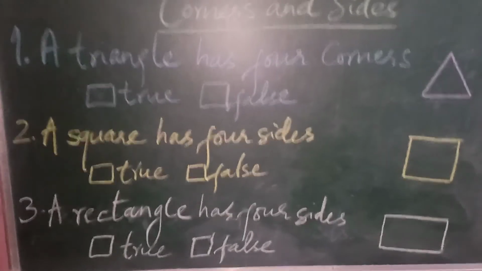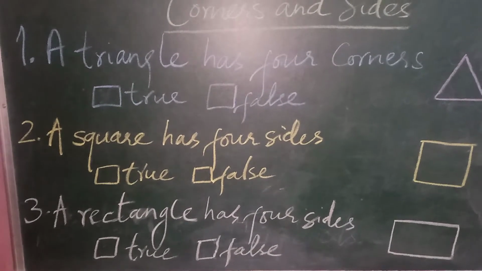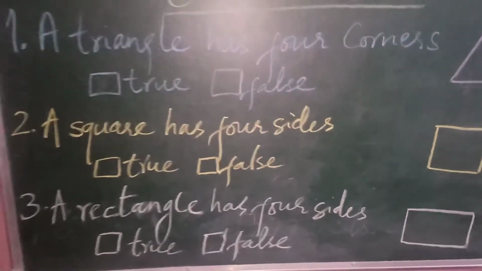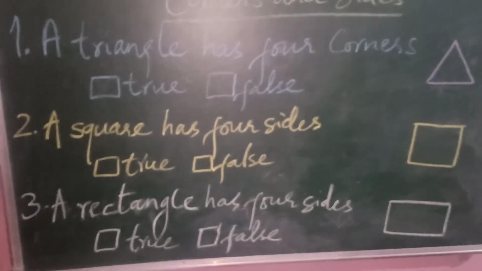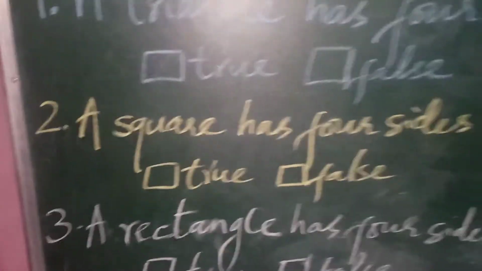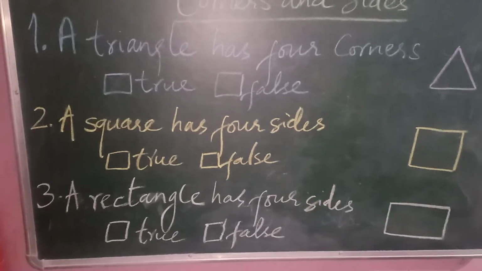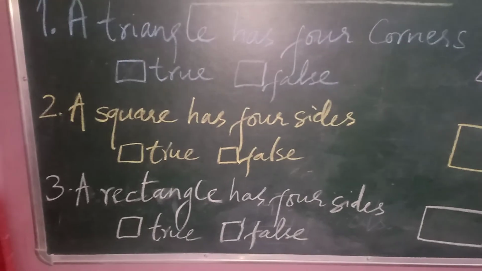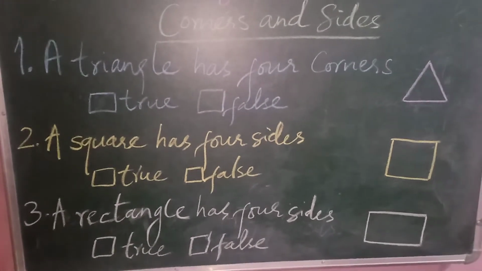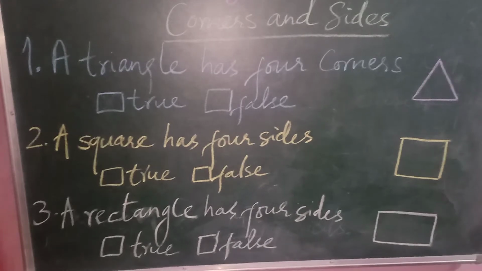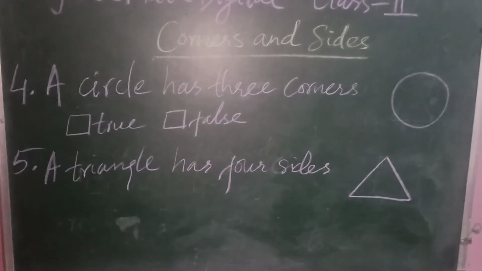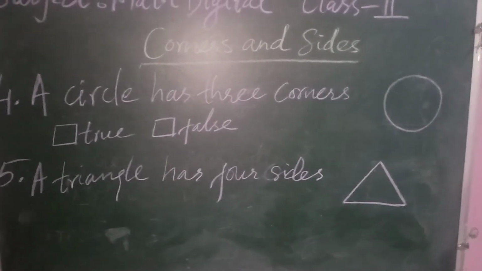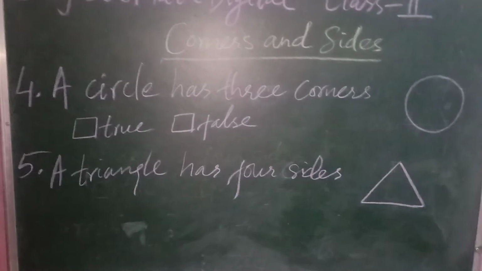Likewise, you have to choose for question number 2: the square has 4 sides. This is the diagram for the square. As you can see, count how many sides there are, and say whether it is true or false. Question number 3: the rectangle has 4 sides, and you have to choose whether it is true or false. Next question. Question number 4: a circle has 3 corners. Is it true or false? You have to choose accordingly.